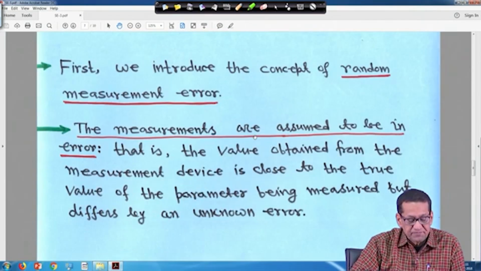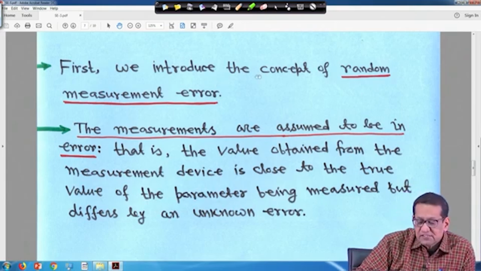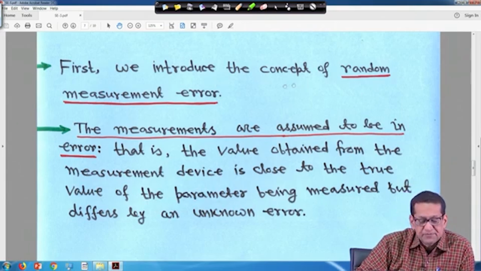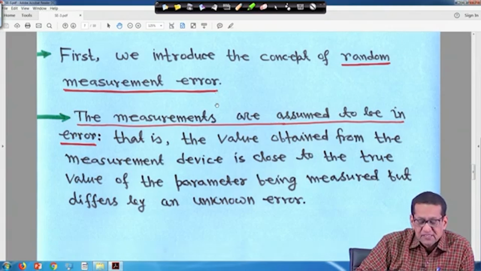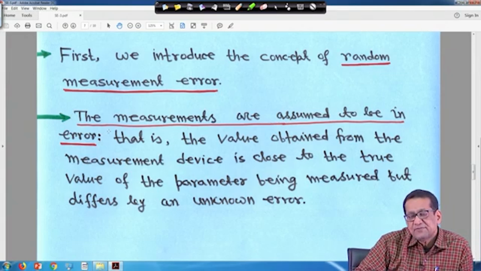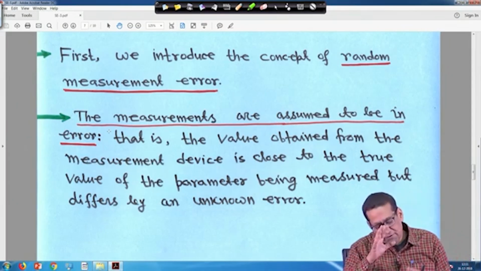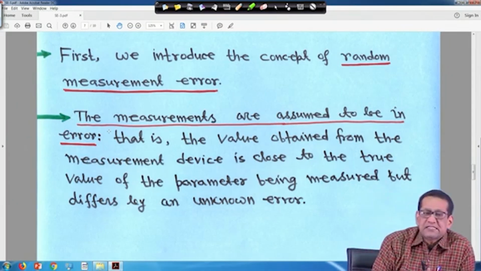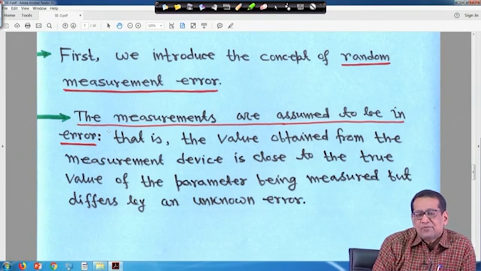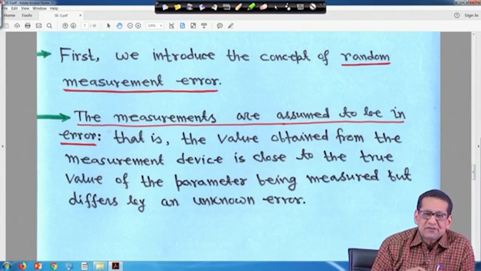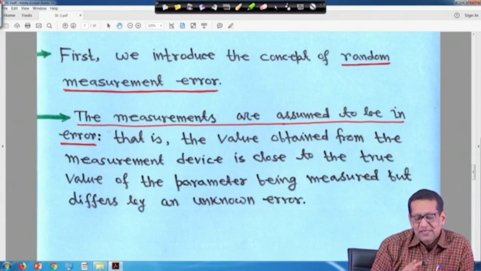Now, first let us introduce the concept of random measurement error. The measurements are assumed to be in error. We are assuming that every measurement has some error. For example, when you are doing your experiment in the laboratory, you have an ammeter, voltmeter, wattmeter and other types of meters. When you take the reading, you will see that as soon as you connect and try to take the reading, the pointer is oscillating around some point. When that pointer settles to some point, you take the reading.